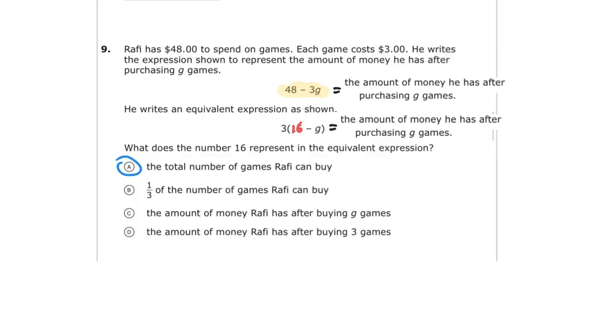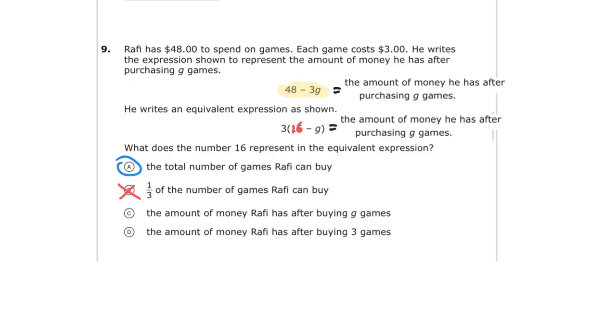Now, if we want to inspect the other answer choices, that's not a bad idea. Is it the case that 16 represents 1/3 of the number of games Rafi can buy? Well, no, we already sort of discussed how 16 is the number of games that Rafi can buy. So answer choice B is clearly wrong.